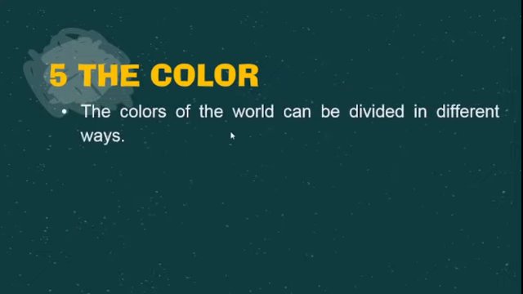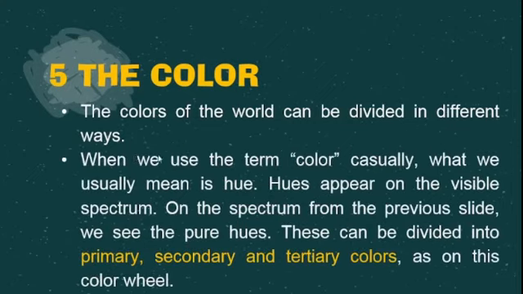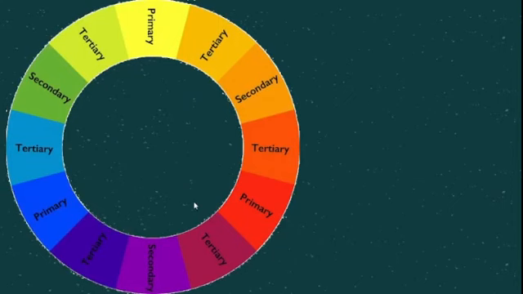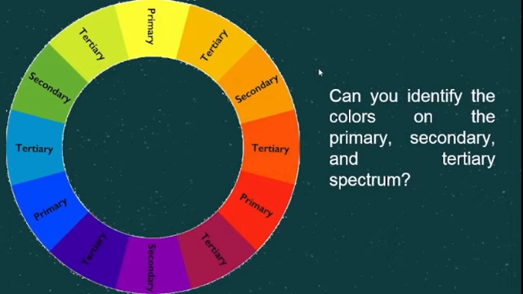The colors of the world can be divided in different ways. When we use the term color casually, what we usually mean is hue. Hues appear on the visible spectrum. On the spectrum from the previous slide, we see the pure hues. These can be divided into primary, secondary, and tertiary colors, as on this color wheel. So this is the color wheel that includes the primary, secondary, and tertiary colors. So can you identify the colors on the primary, secondary, and tertiary spectrum?